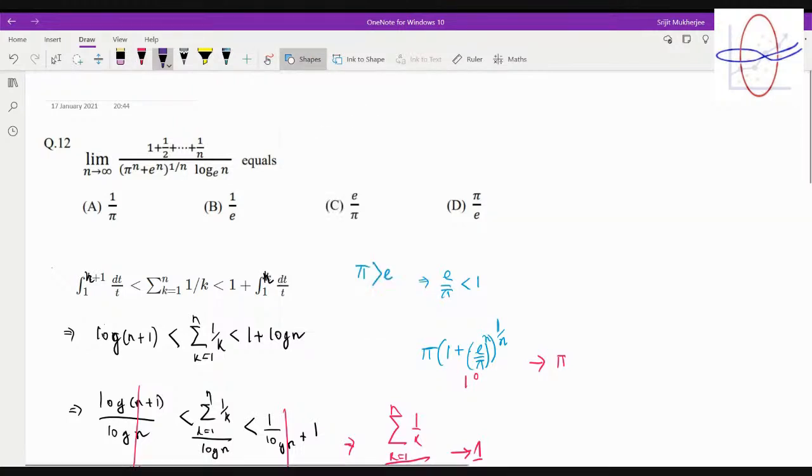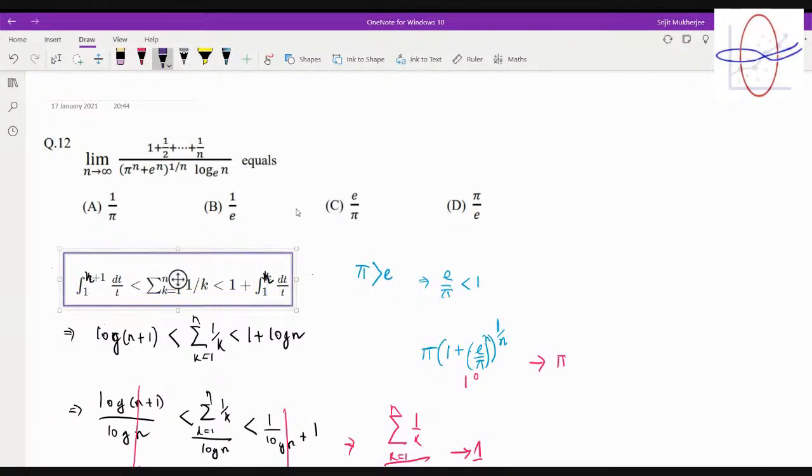Let me mark this inequality over here. I hope all of you can see it. This inequality means that summation 1 by k is less than 1 plus this and this. So how does this come? It comes from a geometrical form, so remember this result.